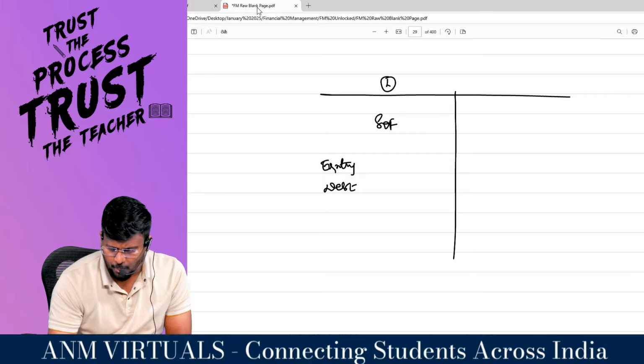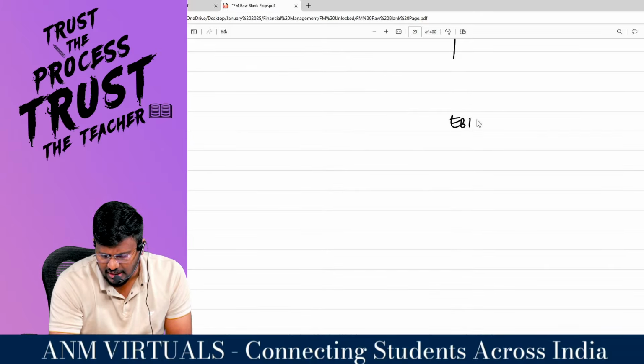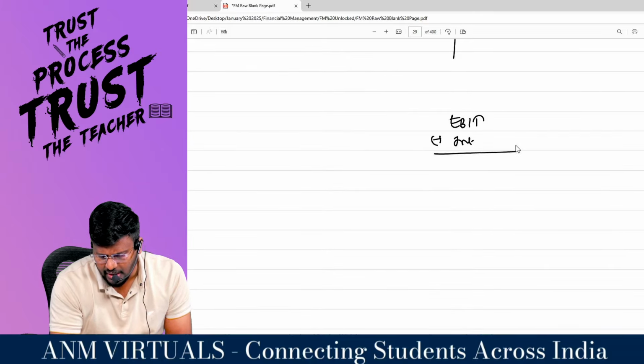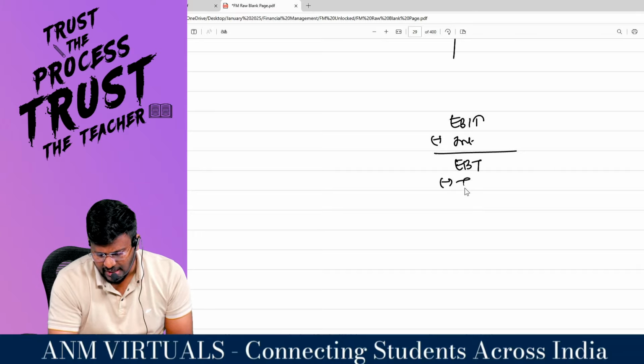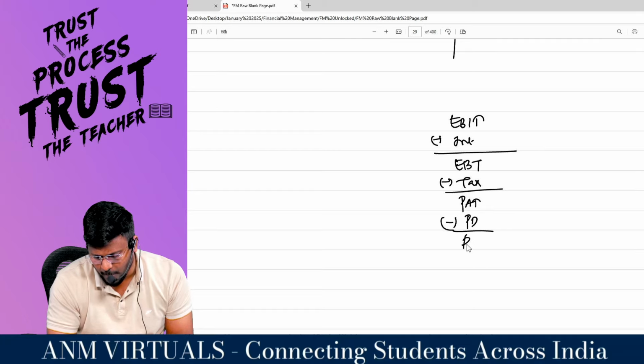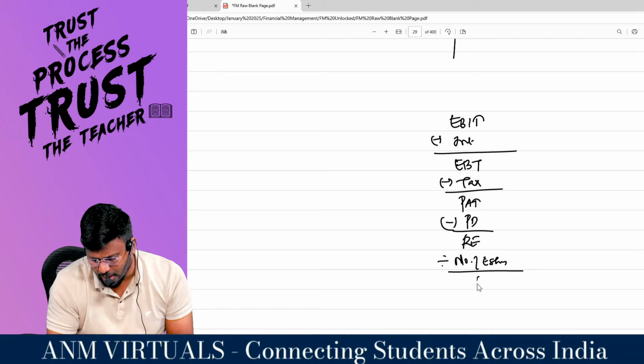What should they serve? Earnings before interest and tax. From this EBIT only they will pay the interest. Then you will get earnings before tax. From that, tax will go. You will get the PAT. Less preference dividend, you will get residual earnings. Divided by the number of equity shares, you will get the EPS.